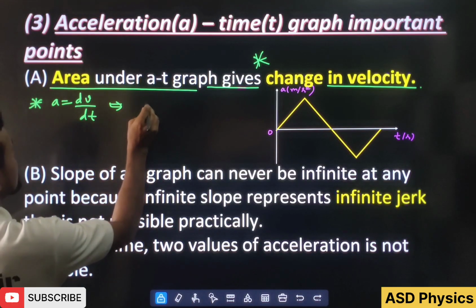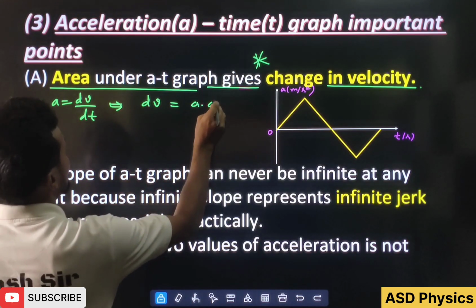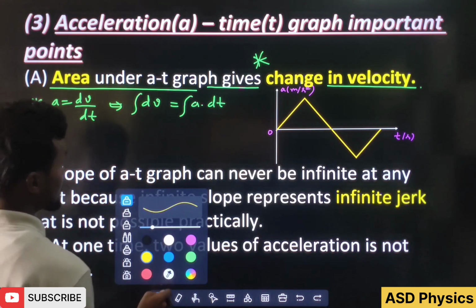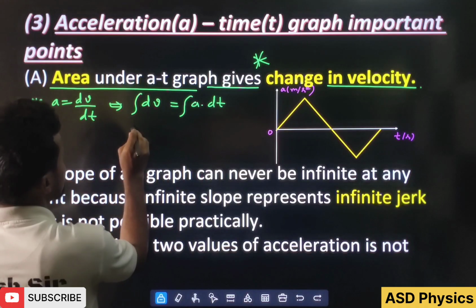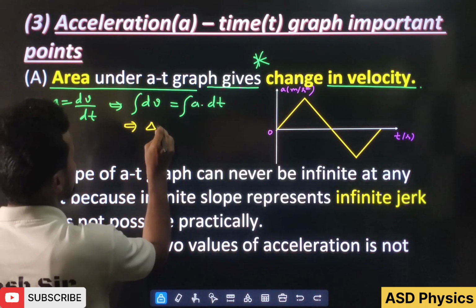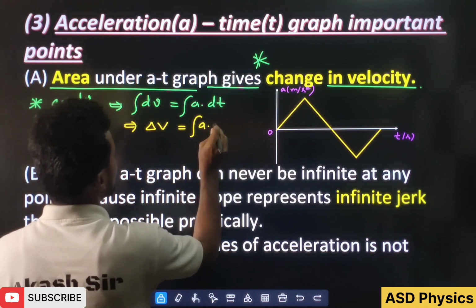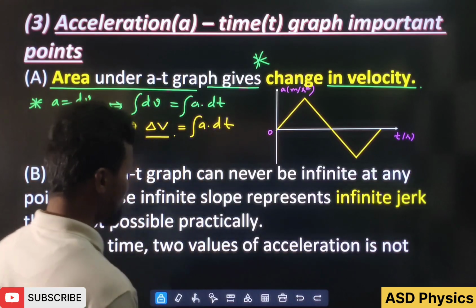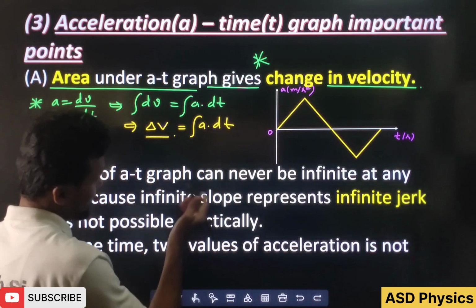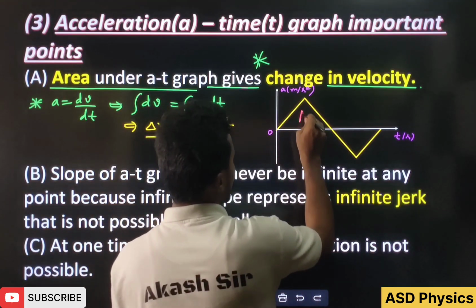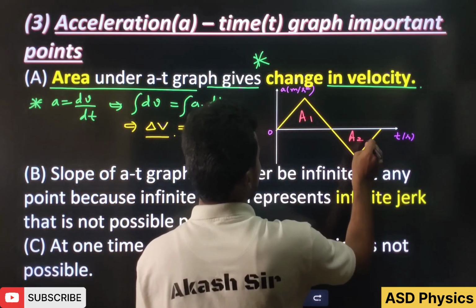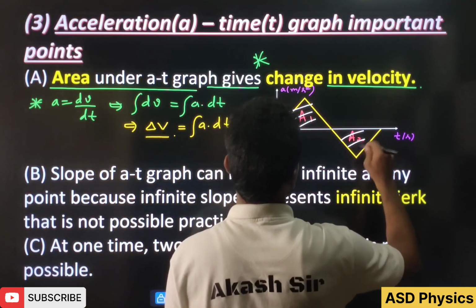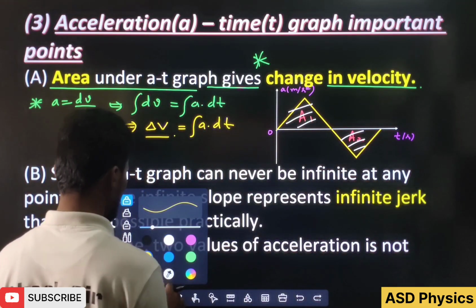You know very well, a equal to dv by dt. So we can write dv equal to a dt, put the integration on both sides. The integration of dv will give delta v equal to the integral of a dt. That's why this is the change in velocity. Now remember that acceleration is a vector quantity. So if this area is A1 and this area is A2, you know very well, upward area we take positive, downward area we take negative.